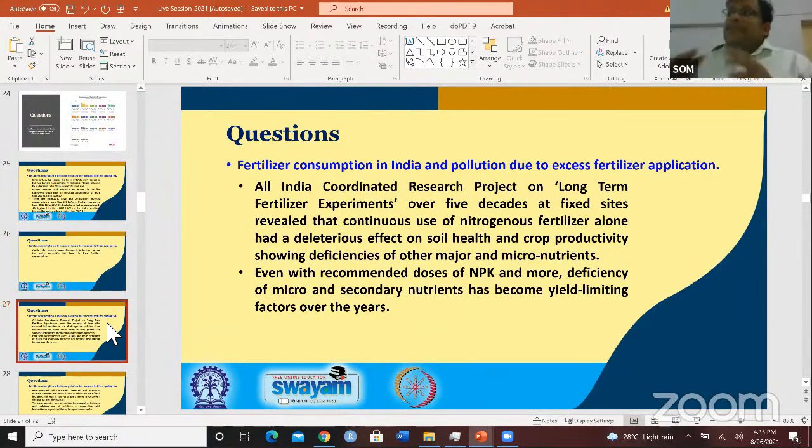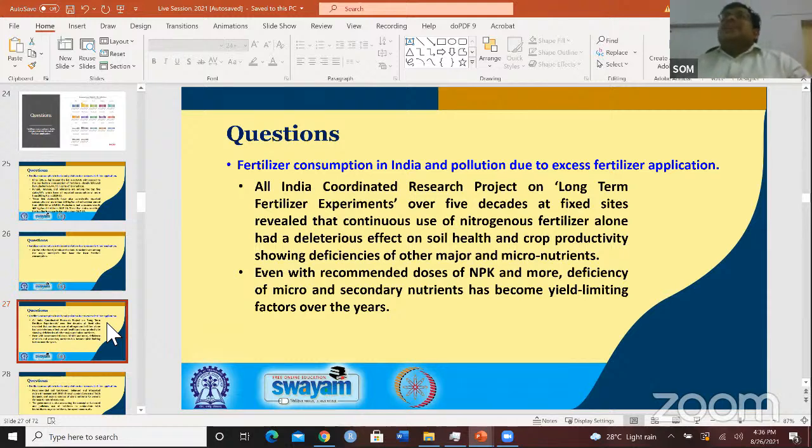Now let us see what are the ways to deal with this excess fertilizer application. You can see that there are All India Coordinated Research Projects on long-term fertilizer experiments over 5 decades at fixed sites, which reveal that the continuous use of nitrogenous fertilizers alone had a deleterious effect on soil health and crop productivity, showing deficiencies of other major and micronutrients.